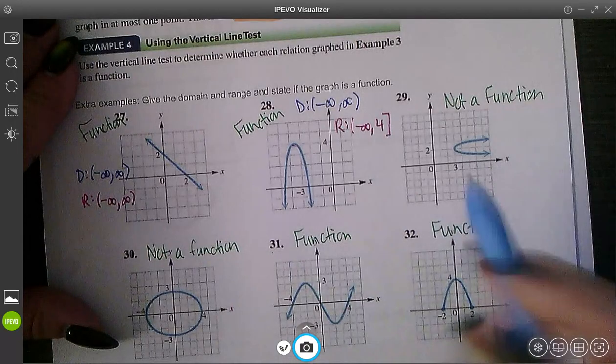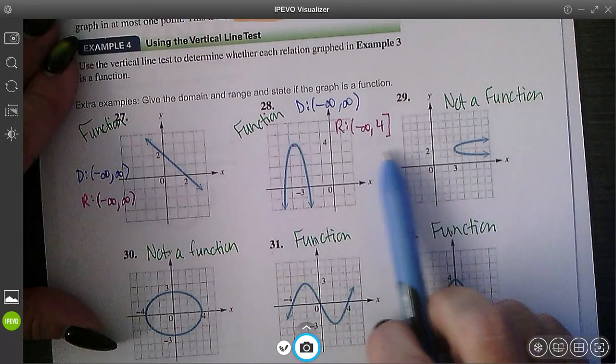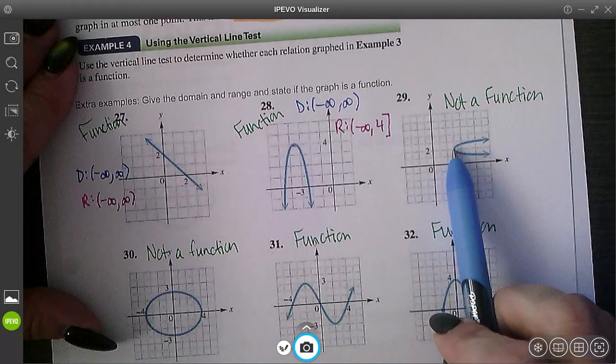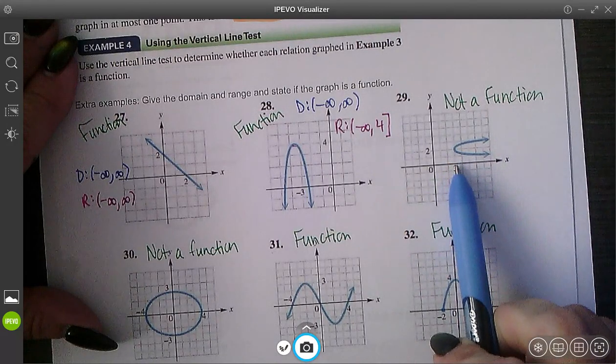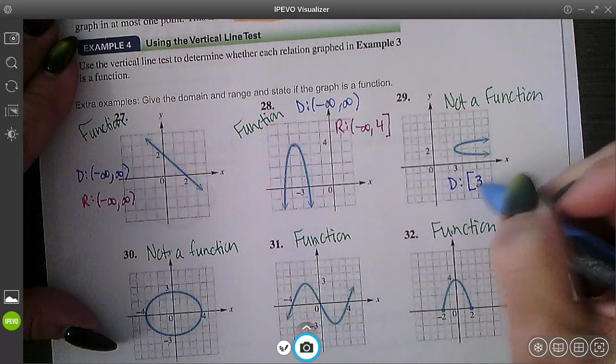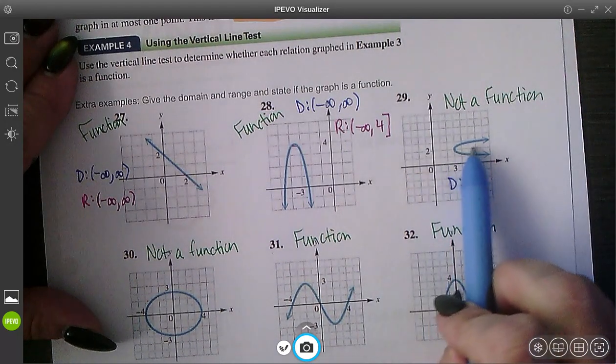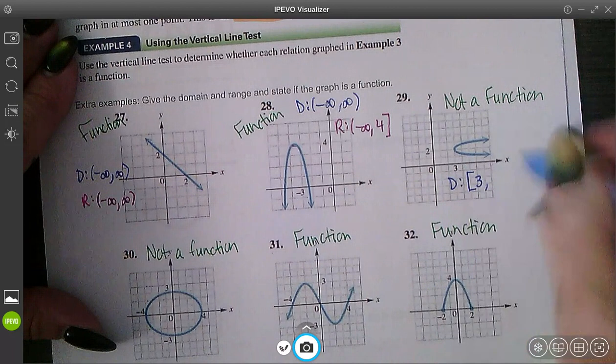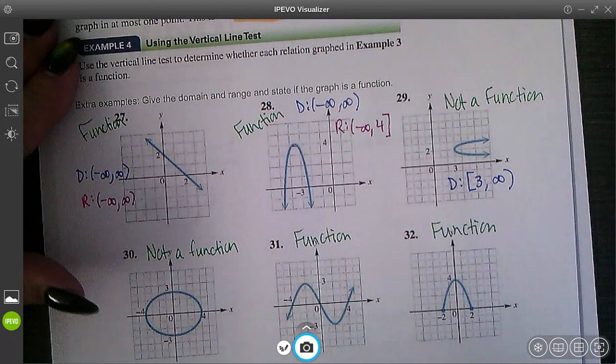29. Domain, left to right. The first x value we run across is at this point right here, which is 3. So the domain is going to start at 3 with a bracket, and the last x value you run across happens to be on an arrow, so that's 3 to infinity.